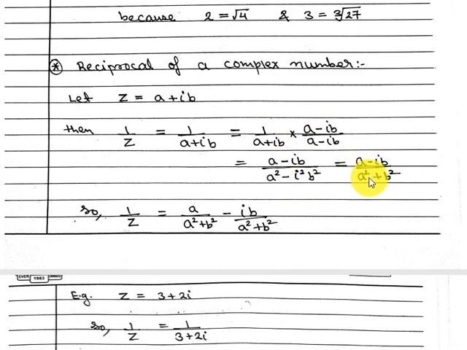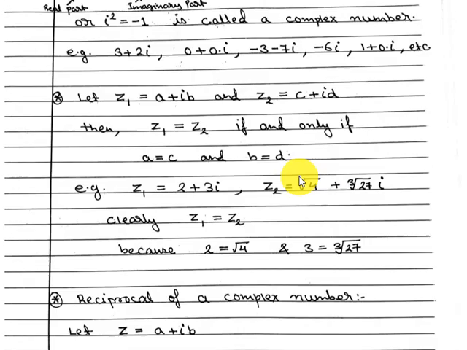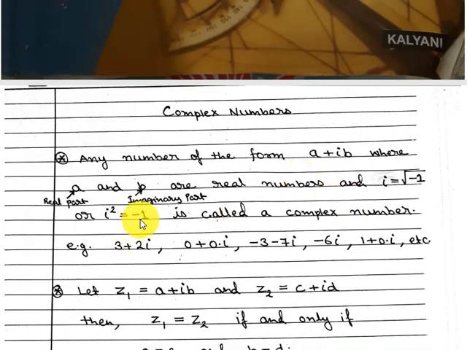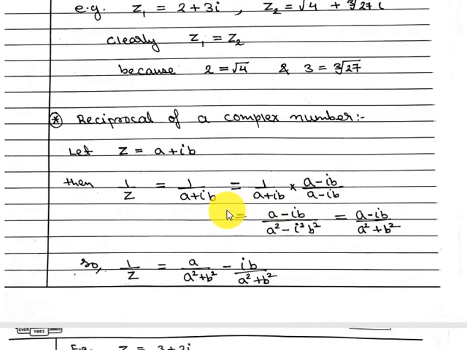Now a square, fine. Now minus i square, but you know what your i square is? Your i square is minus 1. So in place of i square we put minus 1. That minus 1 and this minus will become plus, so a plus sign, and b square. So if you have a complex number z is equal to a plus ib, then the reciprocal of that complex number will be this.